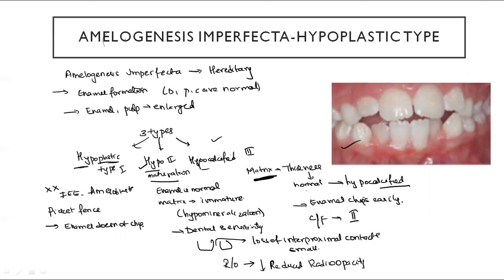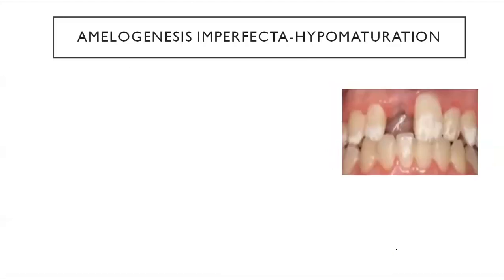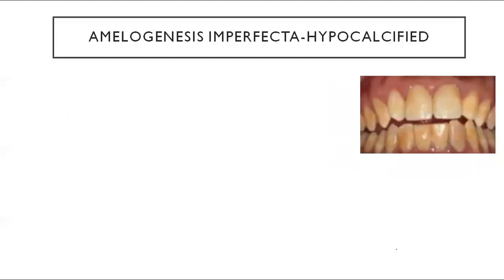Hypomaturation type, type 2, has normal thickness of enamel, but the matrix is immature, hypomineralized, and dental sensitivity can be seen. Radiographically, enamel has radiopacity similar to that of dentin. So here radiopacity is similar to that of dentin, and I've written it the other way around. And for type 3, it is reduced radiopacity. Now this is the hypomaturation type, you can see there is a difference over here. And in hypocalcified, it is more yellowish, and here the matrix is calcified.